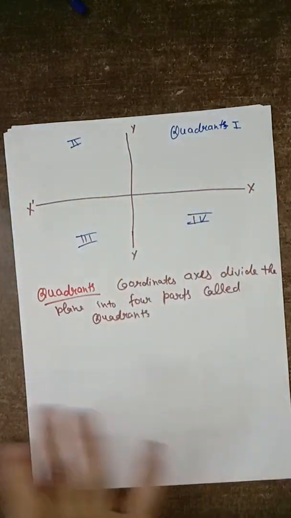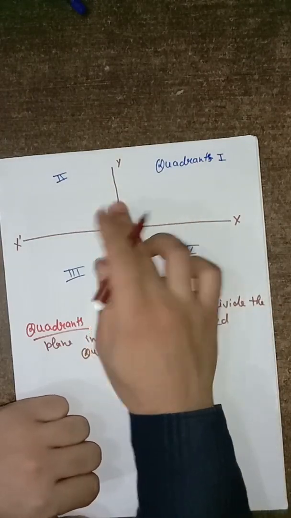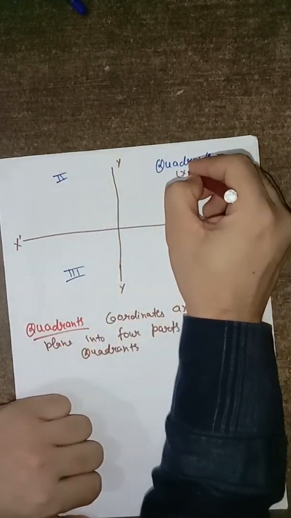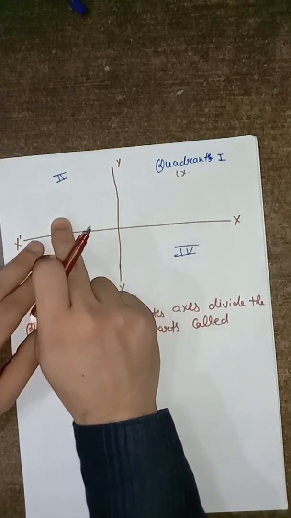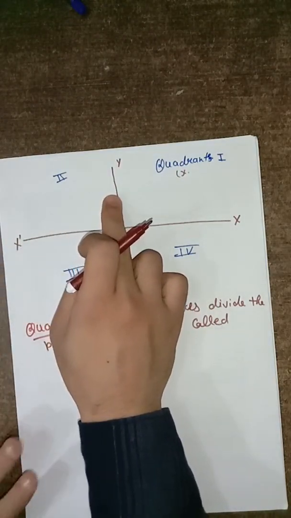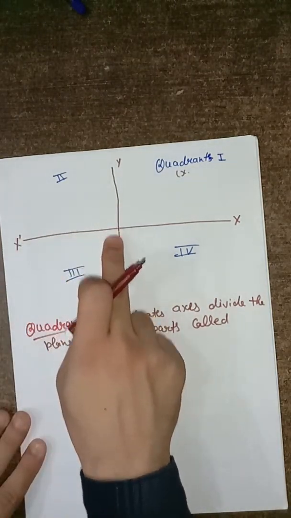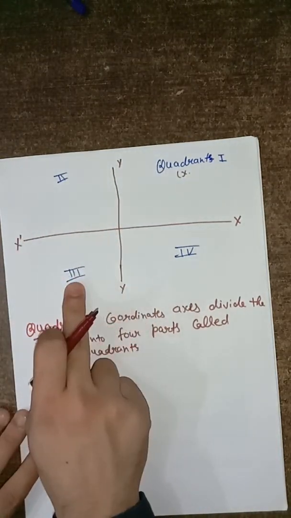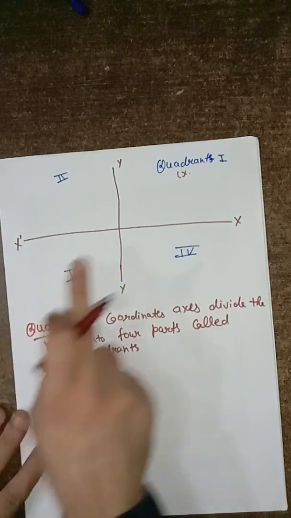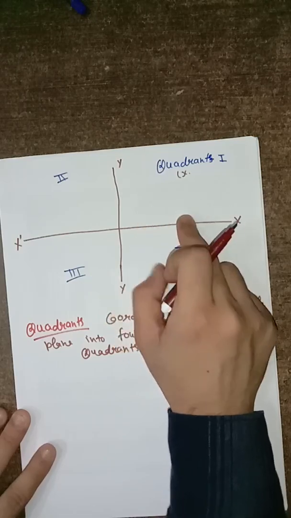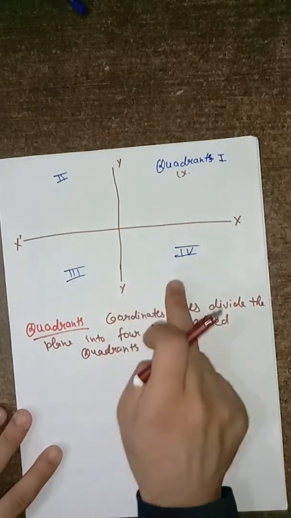Now in first quadrant my x-axis will be positive and y-axis positive, then x will be positive and y will be positive, and here x will be negative in second quadrant and y will be positive. In third quadrant my x will be negative and y will be negative, means in third quadrant both x and y are negative, and in first quadrant both x and y are positive, and in fourth quadrant x will be positive and y will be negative.